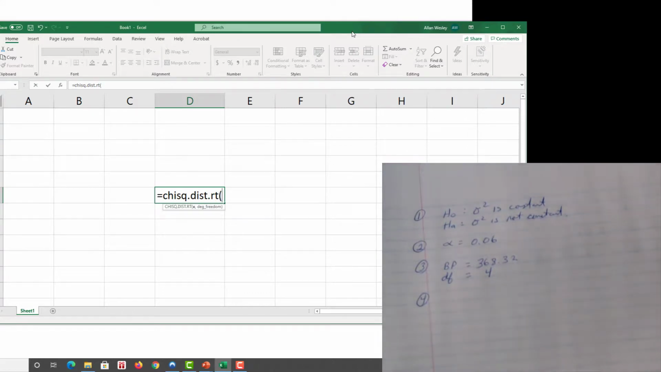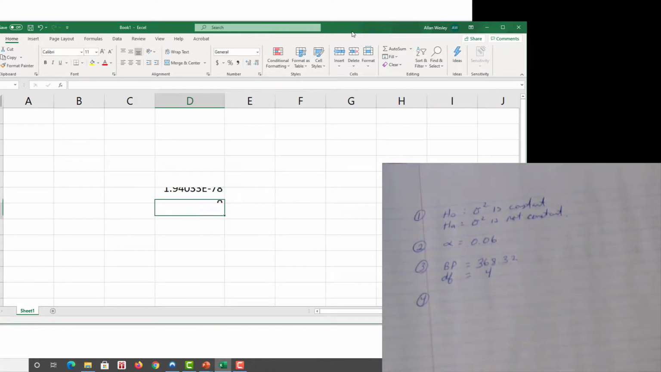Bracket, and then I punch in my numbers, 368.32, comma, degrees of freedom of 4, close that bracket, and I get a really, really small p-value. A more modern version of Excel carries it to a lot more zeros, so it's 1.94 times 10 to the minus 78. Okay, so it's lower than the lowest number that this version of Excel could handle.